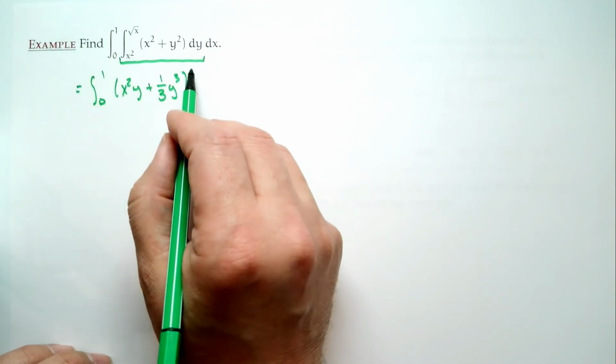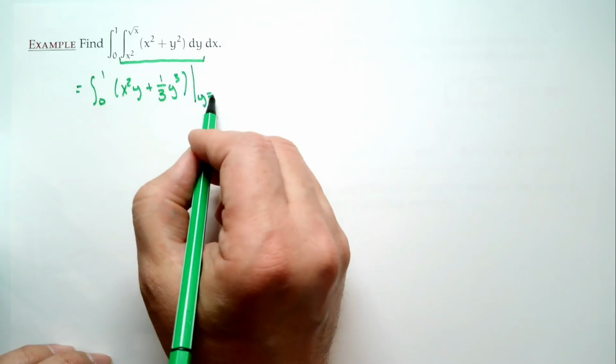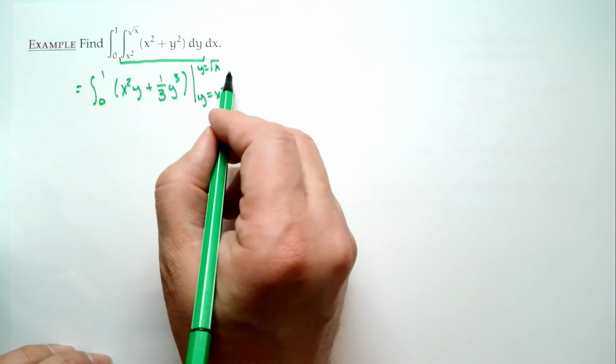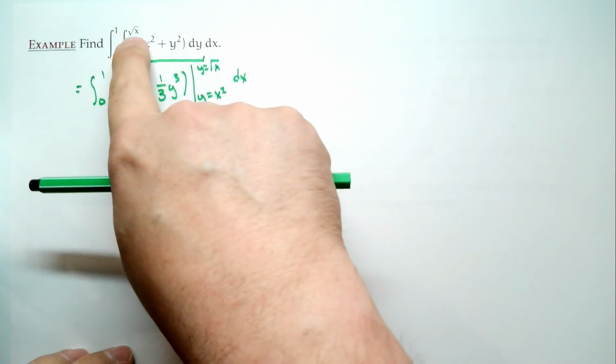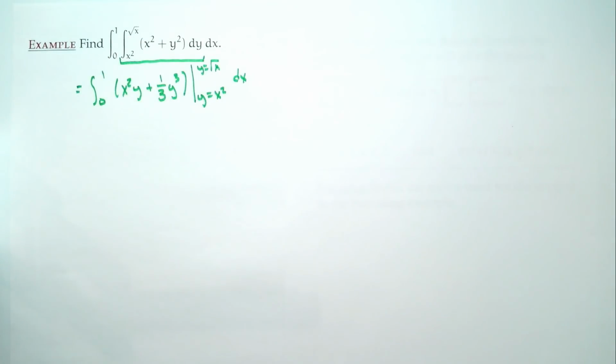Now, I evaluate with respect to y. To help me remember that I'm evaluating y, I'm going to put y equals x squared to y equals root x. Because every time we write down these integrals, it's sort of a suppressed notation. So when we talk about this root x, it's not just root x, it's y equals root x. And this x squared, it's y equals x squared.